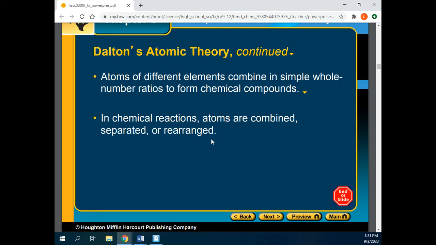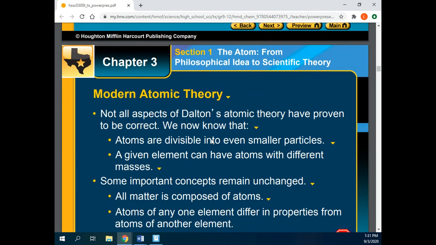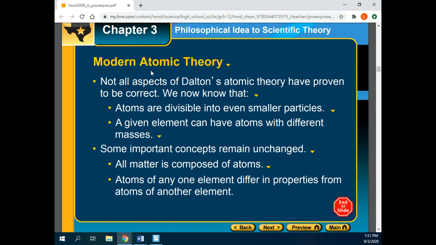All right, the other thing you need in your notes is the modern atomic theory. John Dalton came up with that theory a long time ago. It has since been revised. So you're going to need to know which points of his theory were revised. In this first bullet, not all aspects have been proven to be correct. These are the 2 bullets that have been proven not to be correct. But some of them remain unchanged even from a long time ago.